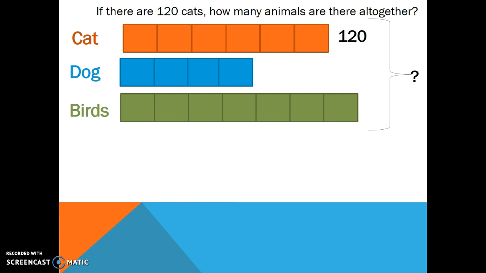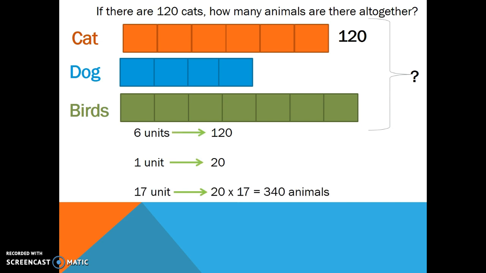All right, now if there are 120 cats, how many animals are there altogether? Well, this is the same thing, guys. We're just going to solve this with the unitary method. Since cats have 6 units, we're going to assign those 6 units to 120. We're going to break that down and solve for 1 unit. So 120 divided by 6 is 20. We want to know how many animals there are altogether, so that means we're going to solve for 17 units. So now we need to multiply 20 times 17, and that's going to equal 340 animals.